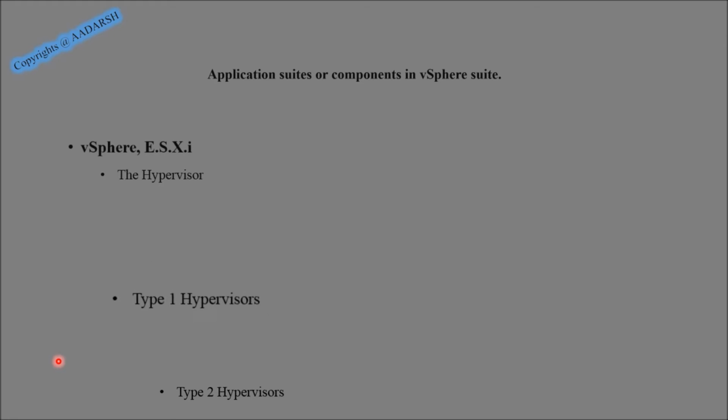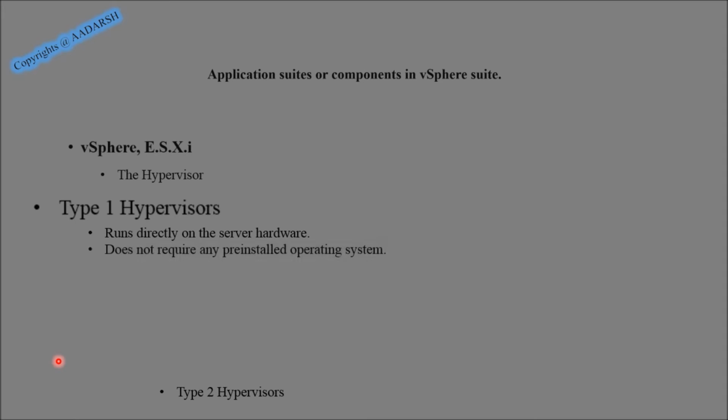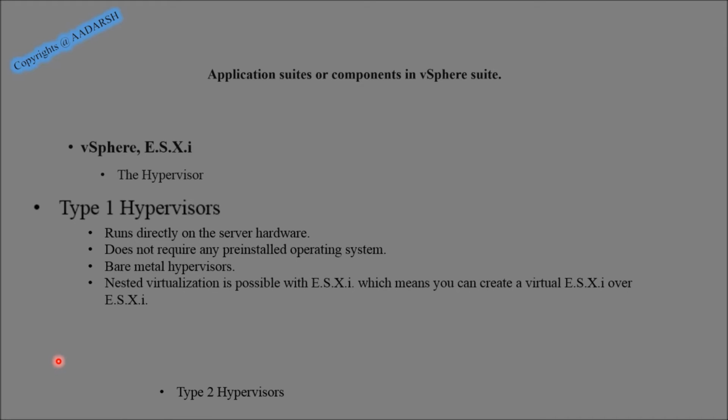Type 1 hypervisors run directly on the server hardware. Type 1 hypervisors do not require any pre-installed operating system. Hence they are often called bare metal hypervisors. Here we install the hypervisor directly on the server hardware, similar to installing any other operating system, like Windows or Linux. However, nested virtualization is possible with ESXi, which means you can create a virtual ESXi over ESXi. Examples of Type 1 hypervisors are VMware ESXi, Citrix XenServer, Citrix XenDesktop, etc.